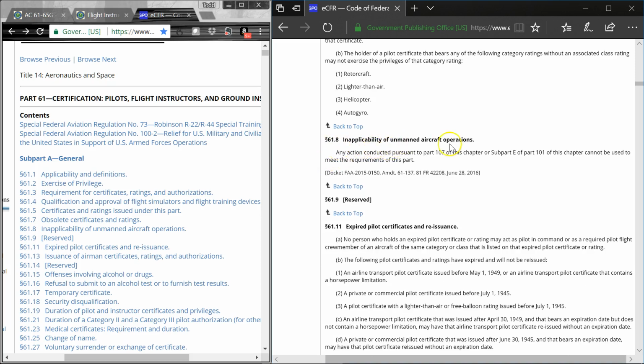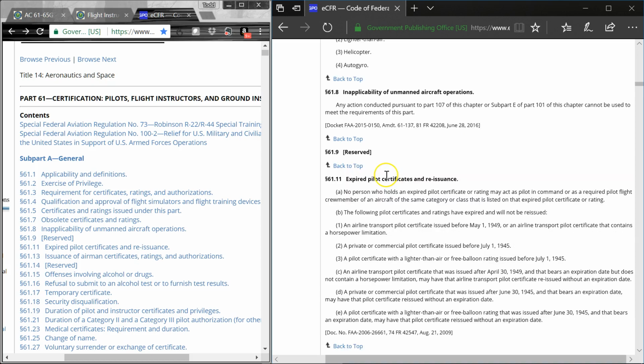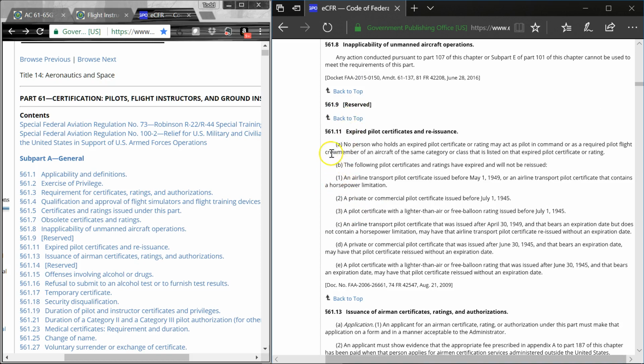61.8, inapplicability of unmanned aerial. We don't care about this, that's Part 107 stuff. Part 61.9, of course, is reserved, don't need it.